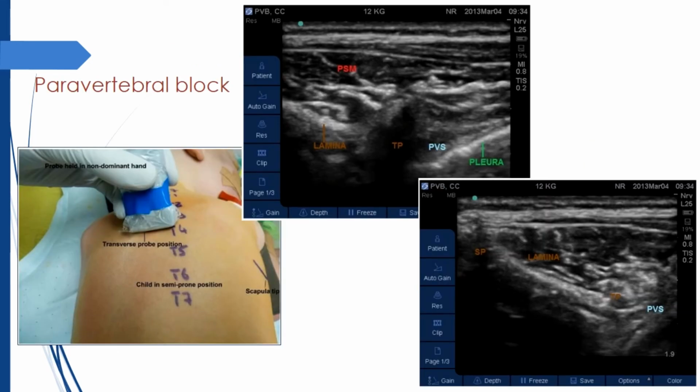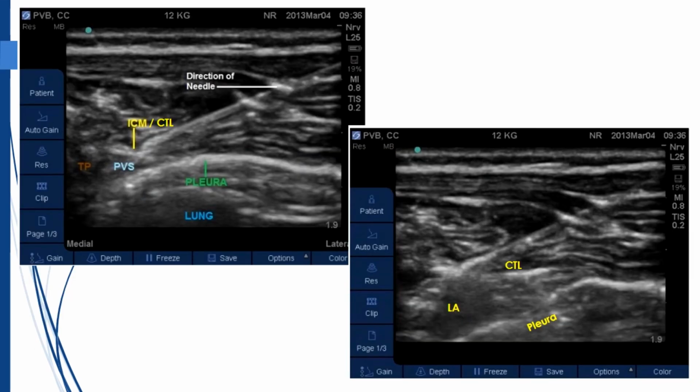Moving on to the truncal blocks. Paravertebral block, the targets are very clear, easy, they're not very deep. Here we have to look for the spinous process, the lamina, the transverse process and the pleura, and the superior costotransverse ligament. Needle can be inserted in plane. We can feel a small pop of the superior costotransverse ligament or the internal intercostal membrane and inject the drug. As the drug is injected, we can see the pleura getting dipped down.